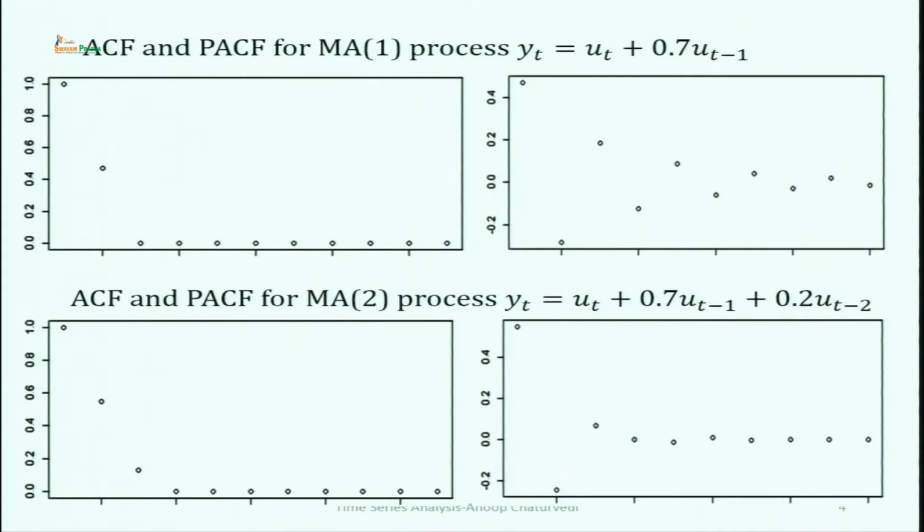It never becomes 0. Similarly, for the MA2 process, we have taken y t equal to u t plus 0.7 u t minus 1 plus 0.2 u t minus 2. Again, the autocorrelation function is non-zero up to k equal to 2, and then it becomes 0.